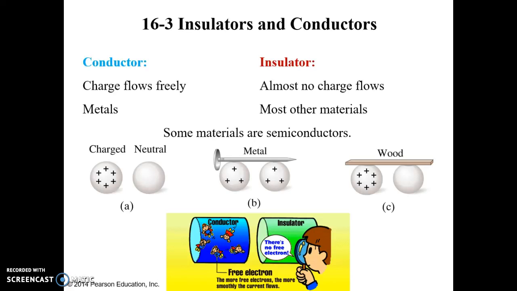Now, instead of a nail, if we have a piece of wood touching both spheres, the uncharged sphere does not change. Materials like a nail or any piece of metal are said to be conductors, whereas materials like a piece of wood or rubber or plastic are said to be insulators or non-conductors. From the atomic point of view, electrons in an insulator are tightly bound to the nuclei, whereas the electrons in a conductor are loosely bound to the nuclei and can move freely around the metal material. These electrons are often referred to as free electrons.